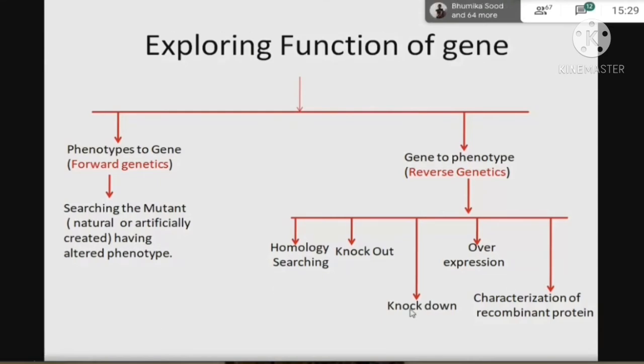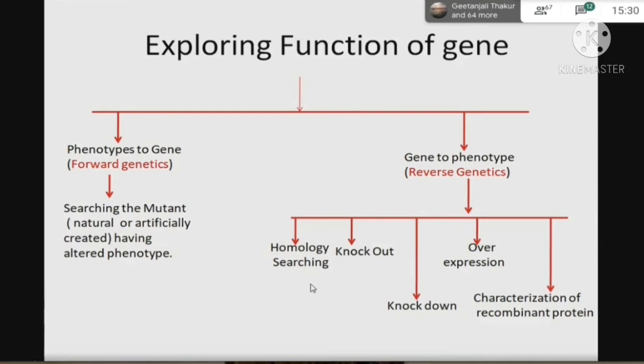That is gene knockdown. Knockdown is also tedious work. Sometimes we cannot perform knockdown. It takes a lot of time, a lot of experimentation. So what we do is overexpression. It means we isolate the gene, clone the gene, produce the recombinant protein, and then we characterize it. Or we can also add an extra gene in that organism so that the protein amount will increase, and you can check the phenotype.